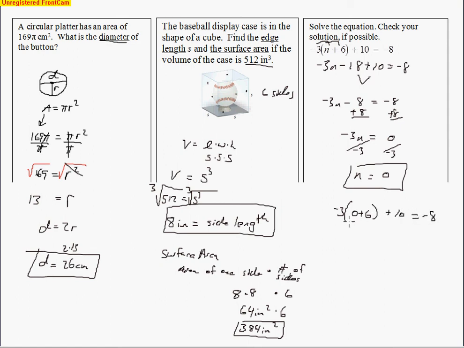Let's see if it works. This makes negative 3, and then we have 0 and 6 make 6. And when I go ahead and multiply, I get negative 18. Negative 18 and 10 add to make negative 8. Negative 8 does equal negative 8, so yes, it's true.